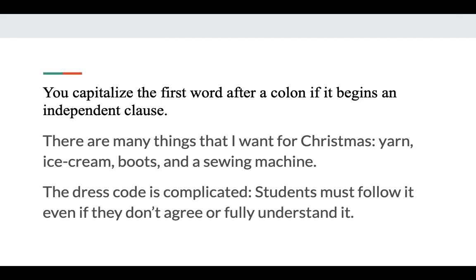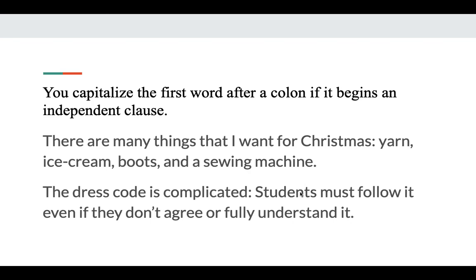Colons. This is a tricky part of speech that we're going to be going over later in the semester. I guess it's not that tricky. But you capitalize the first word after a colon if it begins an independent clause, which means a complete sentence. This is a capitalization rule that most adults do not know. I challenge you to ask your parents or your other teachers, and I'm guessing that 90% of them won't know this rule. Okay? So we see the colon here. Yarn, ice cream, boots, and a sewing machine. That's a phrase. There's no verb in there. Okay? So the yarn is not capitalized.